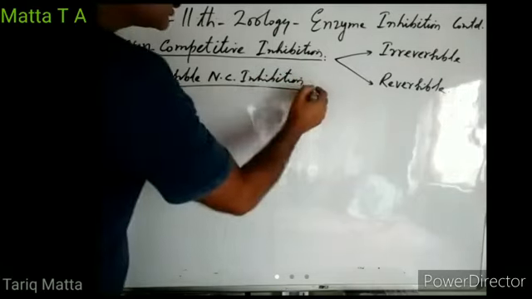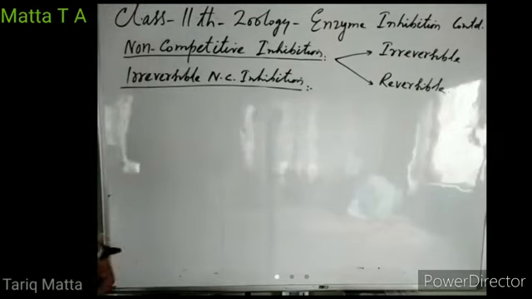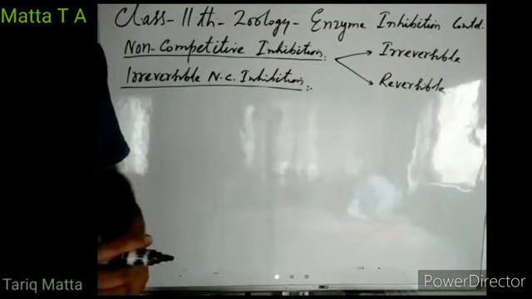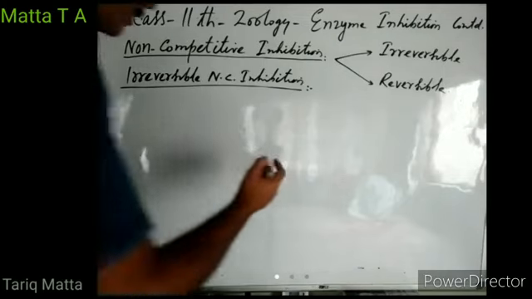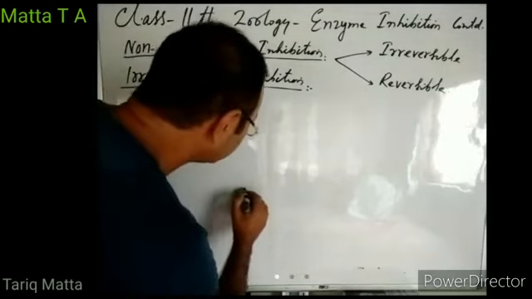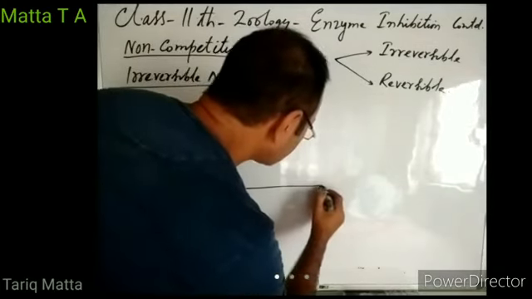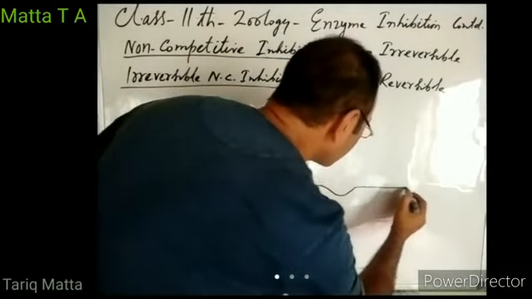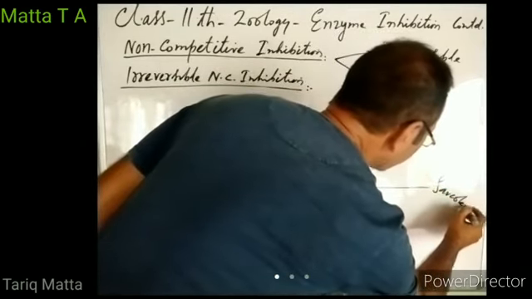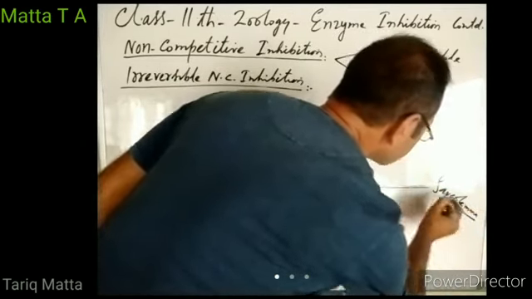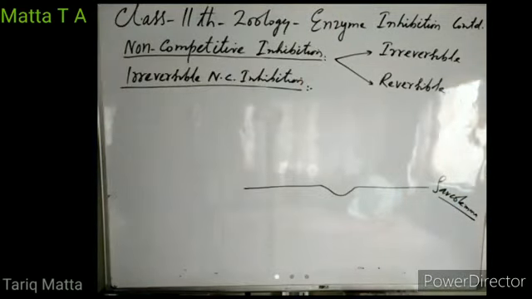To explain this, I would like first to tell you about how our muscles contract. This is a muscle cell. This is the plasma membrane of a muscle cell. The plasma membrane of a muscle cell is known as sarcolemma.